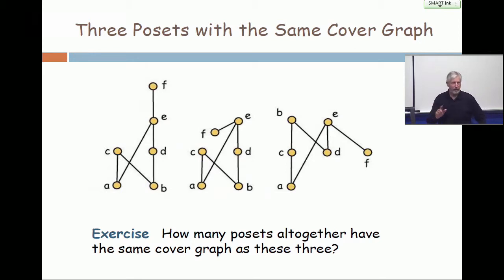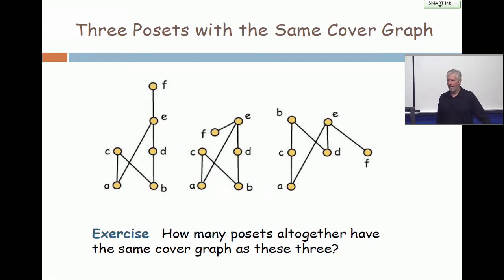But back, and this is kind of a prelude to things we're going to do later, Alice and Bob are arguing. Alice said, I went to the student union, I worked on this. There are 42 different posets which have exactly that same cover graph. Bob says, no, it's 43. How do they settle that argument? Not quite so easy.